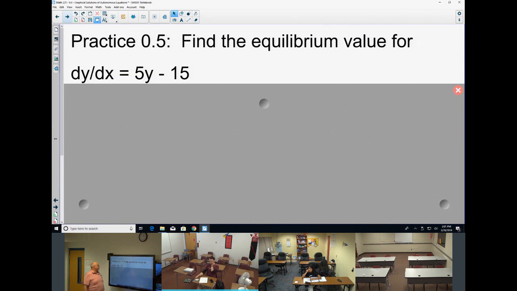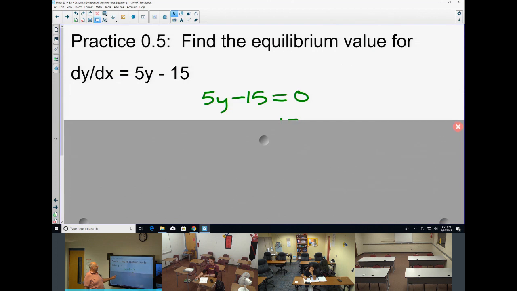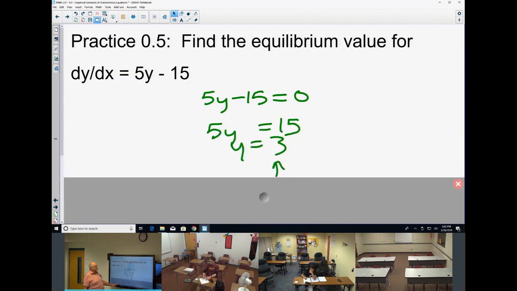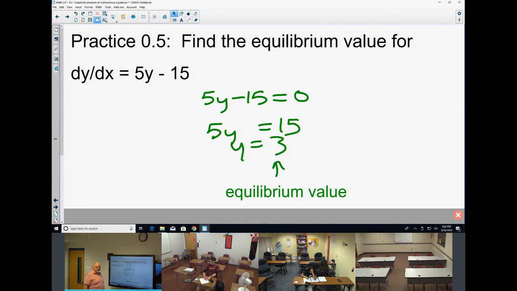So would you take the derivative? No, it's already the derivative. Oh, yeah. So the equilibrium value is where the derivative is equal to 0. So you just plug in for y? So what value for y would make that go to 0? 3. So that's the equilibrium value. So you can set it equal to 0 and solve. So y equals 3. That's your equilibrium value. So it's where the derivative is equal to 0. So you're not plugging in 0 for y, you're setting it equal to 0. Okay?